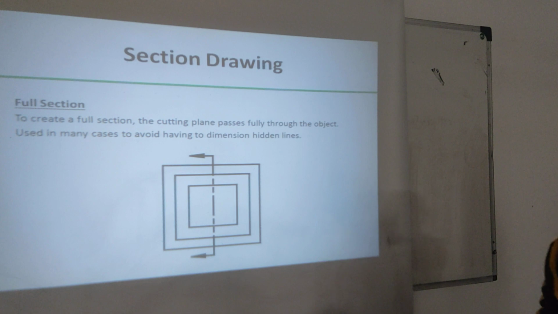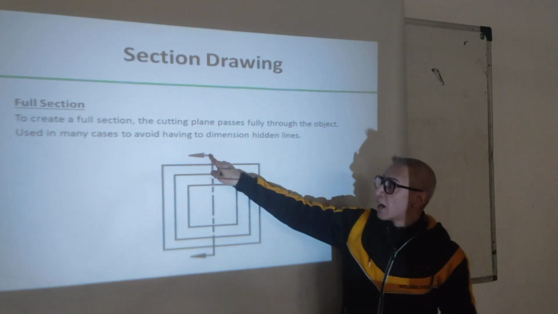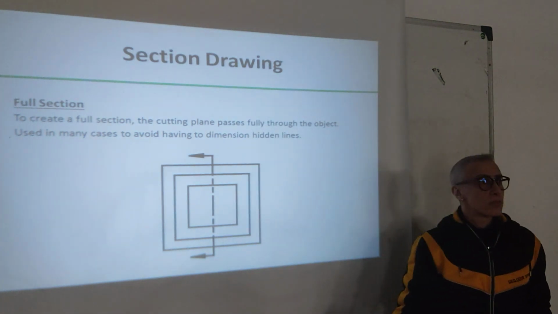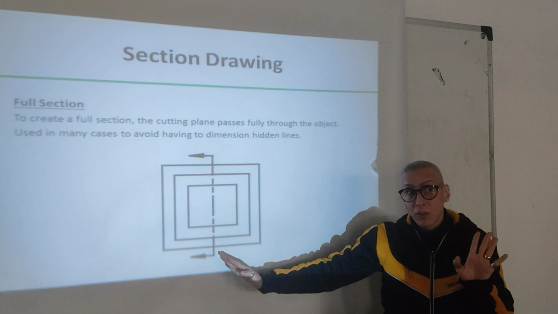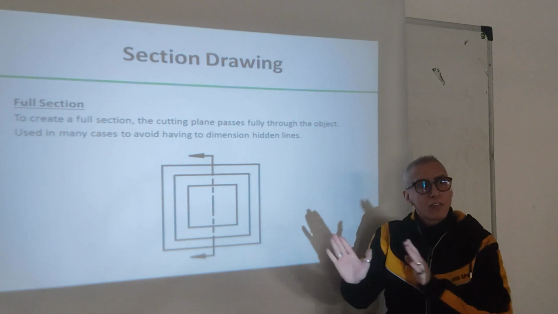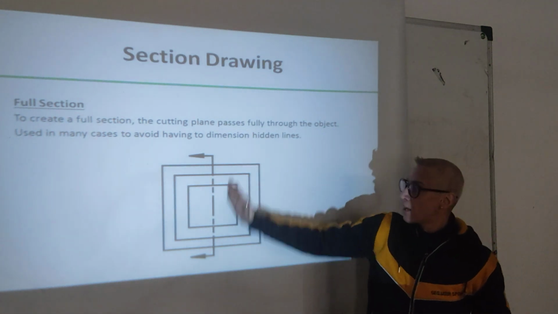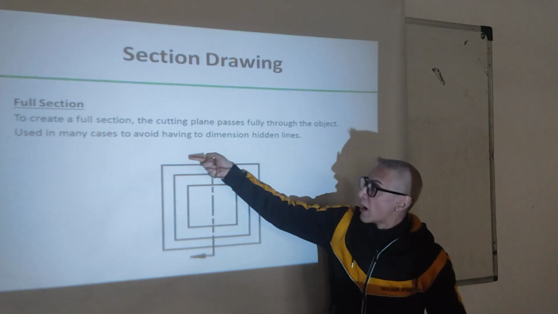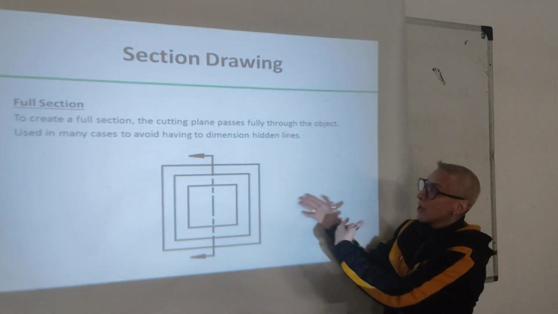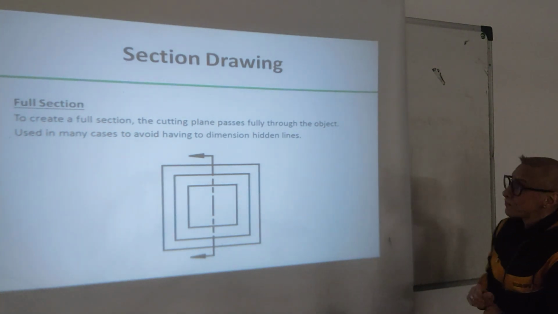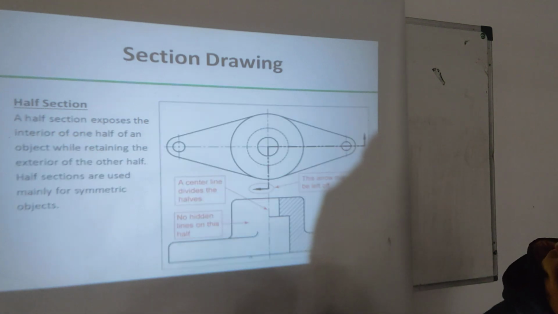This is a full section. We have an object, the section line here, cutting it fully. Where it's cut in the middle, it doesn't have to be in the middle always, but this is the standard, cutting in the middle and cutting it fully, like this or like this, with arrows showing which part I'm keeping and which I'm drawing, and which is the one deleted. So this is the full.